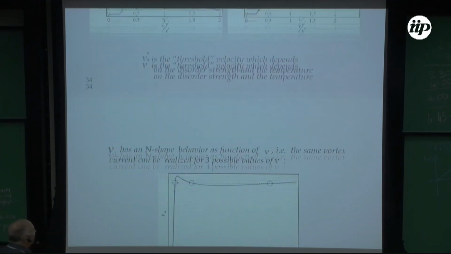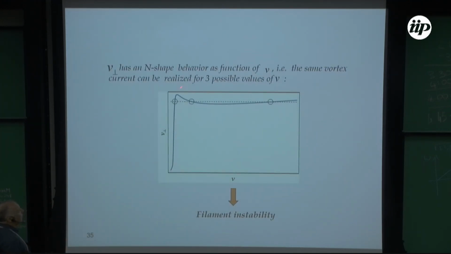An additional thing that happens is that if you look at V perpendicular as a function of the superfluid velocity V, there is this shape which has 3 solutions for some V perpendicular, which means that there is a filament instability. Larkin and Ovchinnikov saw something similar in superconductivity, in vortices of superconductors, and we believe that this is maybe possible to see also here. But it's very difficult to make this system.